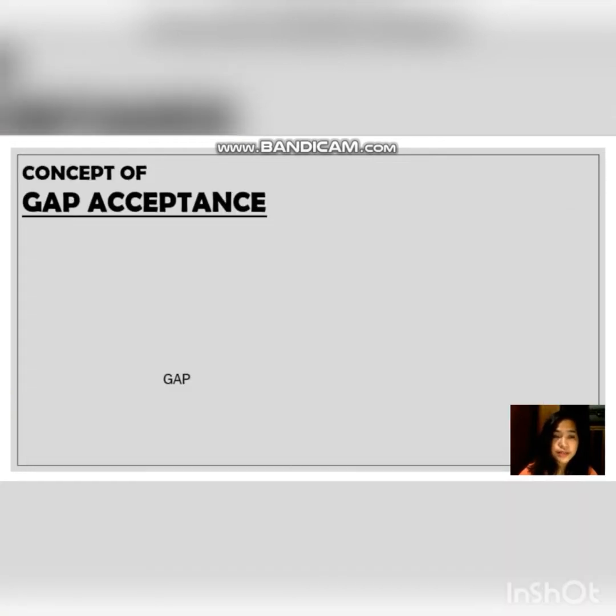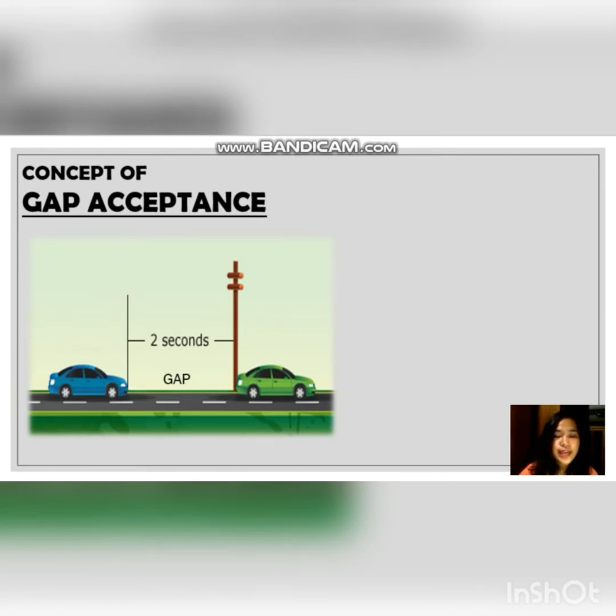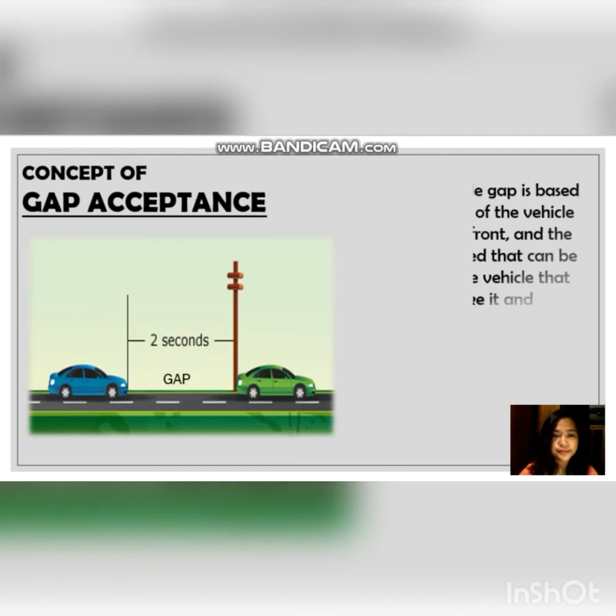Next, let us discuss the concept of gap acceptance. As we can see here in our picture, we have two vehicles, the blue car and the green car. This distance here from the front of the blue car to the rear of the green car is called the gap. In this example, we have a 2 second gap between these two vehicles.